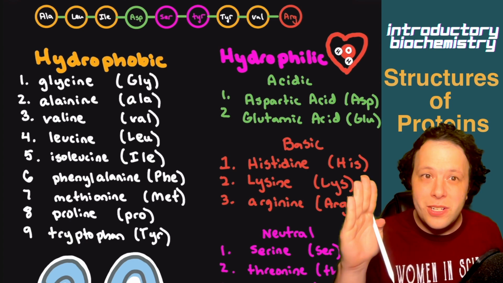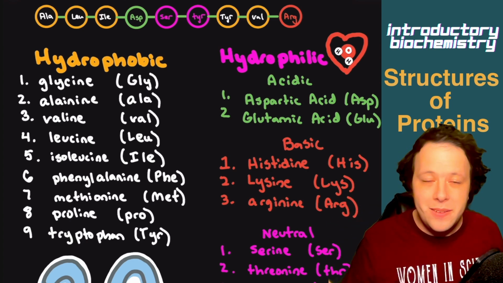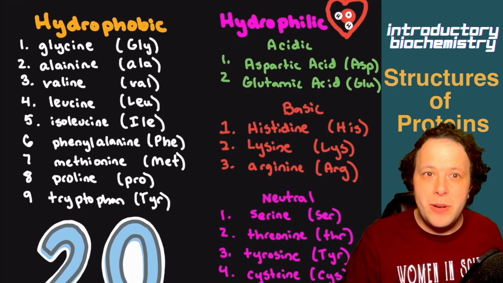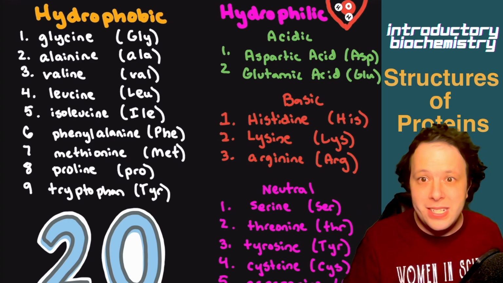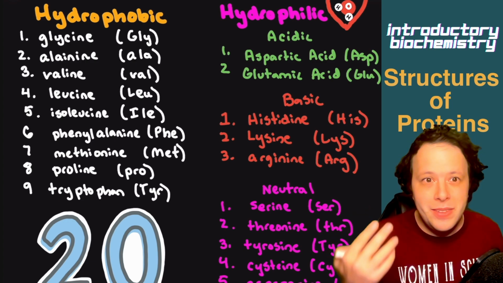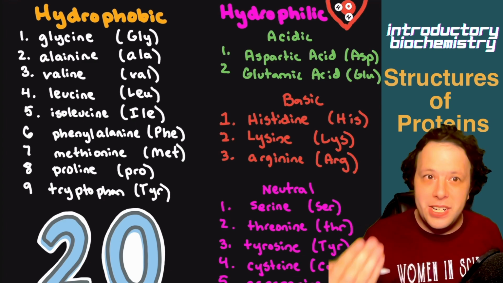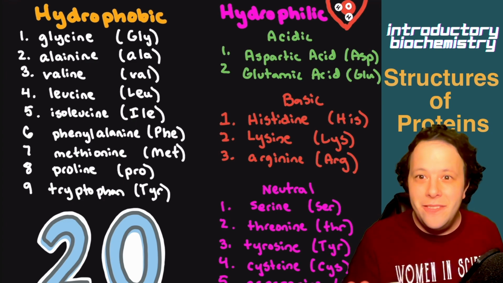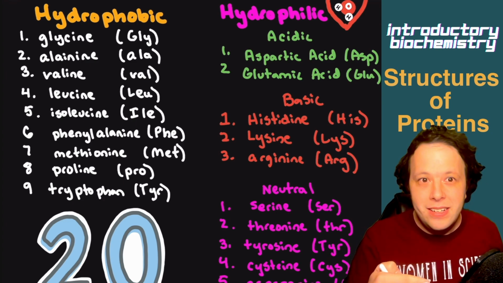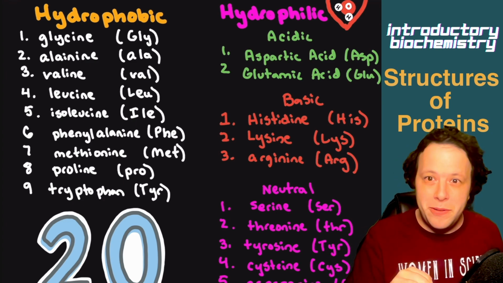It all starts with hydrophobic and hydrophilic. We have 20 amino acids that exist, right? So 20 essential amino acids that are essential for your metabolism. Nine of them are hydrophobic. That includes glycine, alanine, valine, leucine, isoleucine, phenylalanine, methionine, proline, and tryptophan.